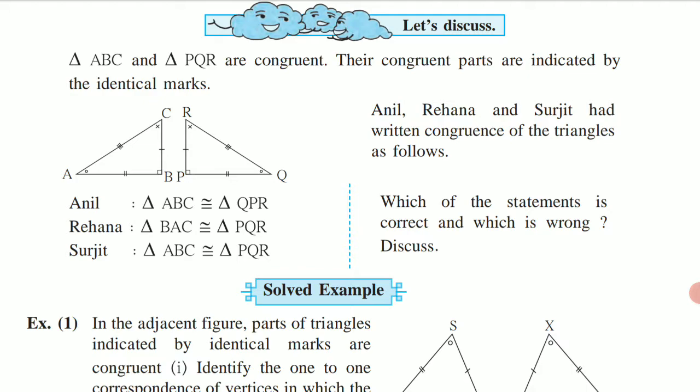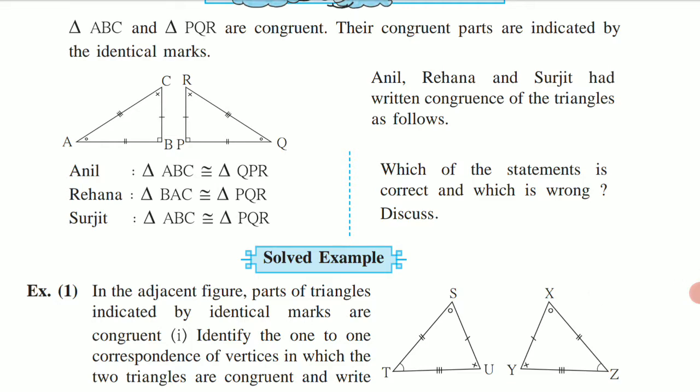Anil has written triangle ABC congruent with triangle PQR. Rehna has written triangle BAC congruent with triangle PQR. Surjit has written triangle ABC congruent with triangle PQR. Here, Anil and Rehna are correct and Surjit is wrong, because Surjit's correspondence is not correct. Therefore, triangle ABC is not congruent with triangle PQR in that order.